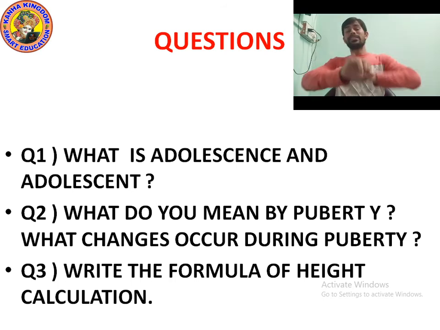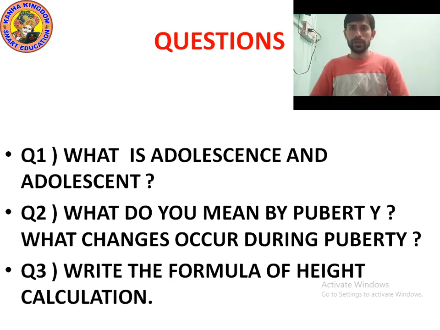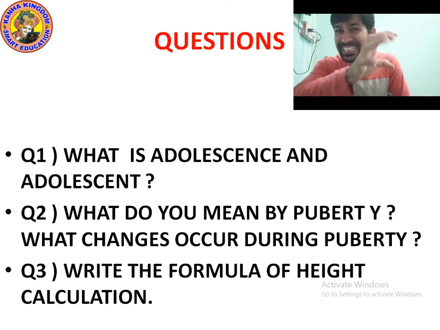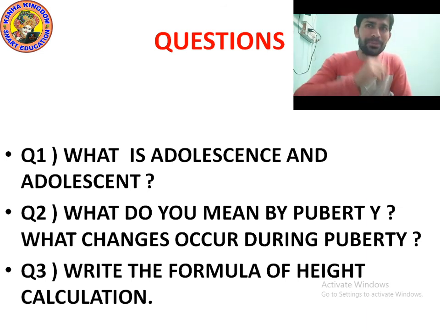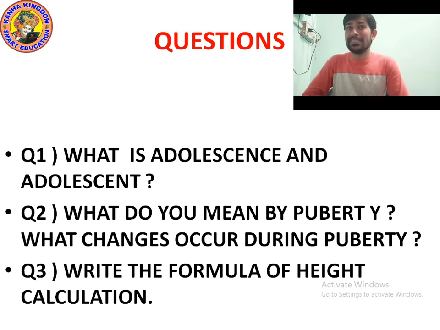Point number three, voice change. Your voice becomes very strong. A harsh voice develops. The voice of girls becomes soft, and the voice of boys becomes very harsh. Point number four, increased activity of sweat glands and sebaceous glands. You start sweating also. Point number five, development of sex organs. Male reproductive organs and female reproductive organs start developing. They are called sex organs. Male reproductive organs start releasing sperm, and female reproductive organs start releasing eggs.